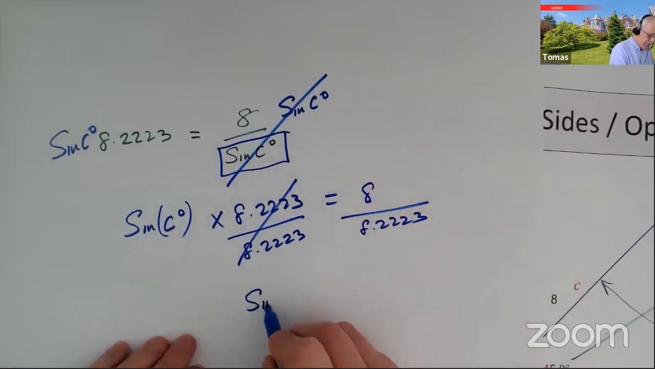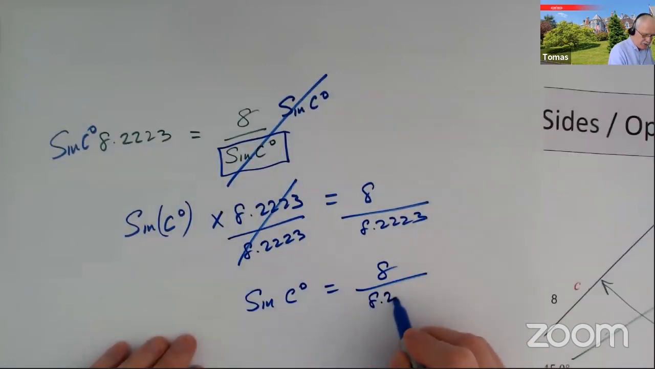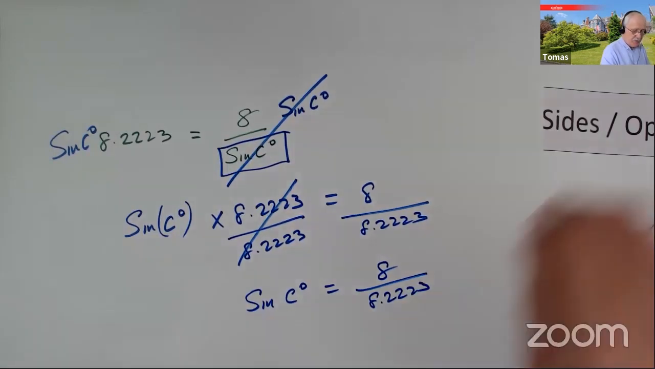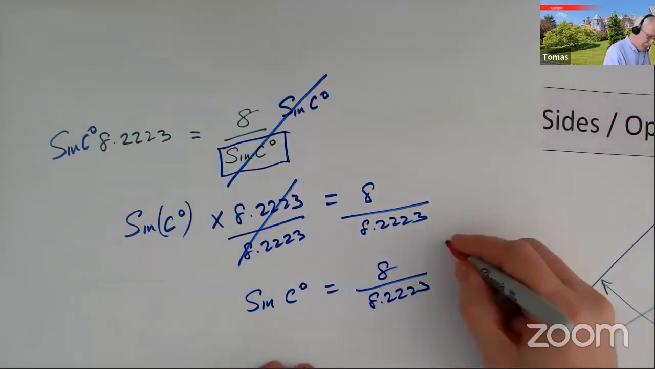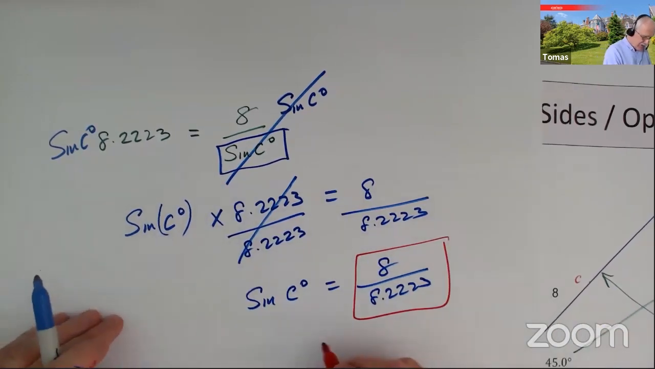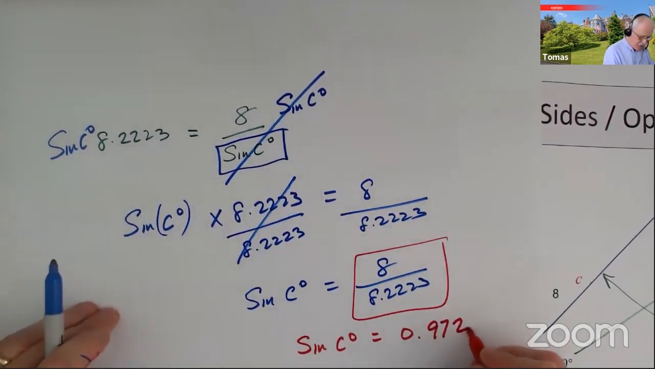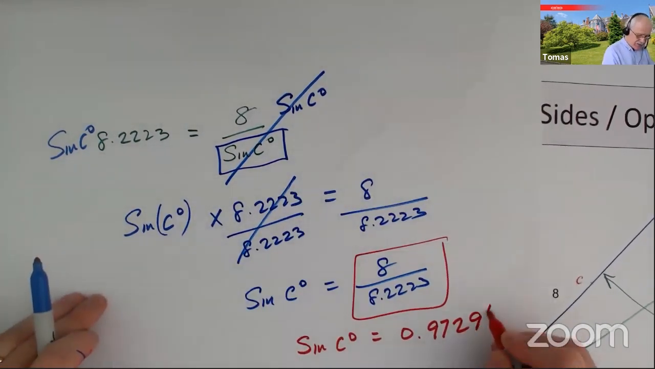So sine C is equal to 8 over 8.2223. This is just a calculator, whatever that number turns out to be, I don't mind. I think sine C is equal to 0.97296.